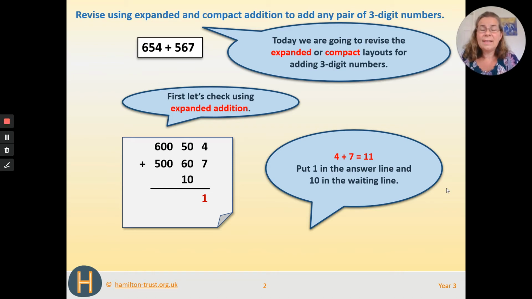50 add 10 is 60. 60 add 60, that's double 60, is 120. So we're going to partition this number again. We're going to put 100 into the waiting area on the hundreds column, and we're going to put 20 into the tens in the answer area.